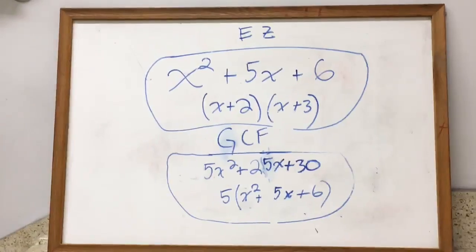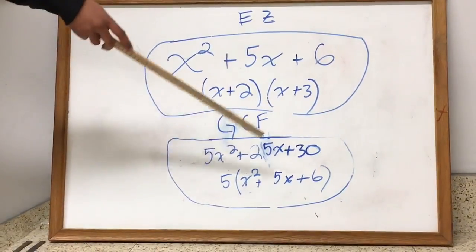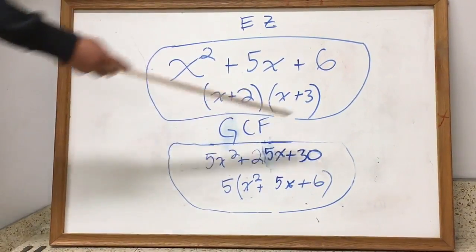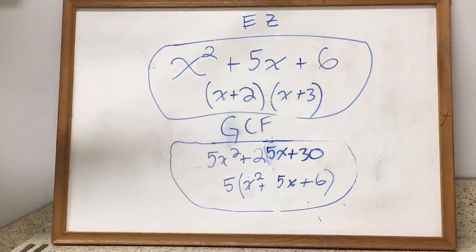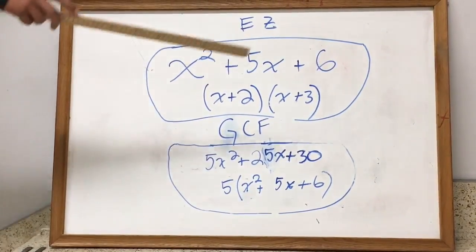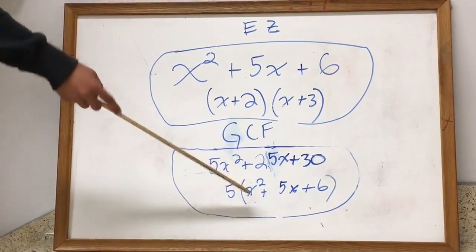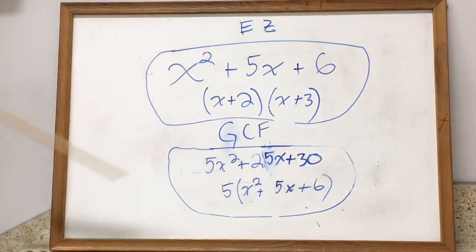My GCF problem is 5x squared plus 25x plus 30. Then you factor out the 5 because that's common in all of them. So then you get 5 times (x squared plus 5x plus 6).